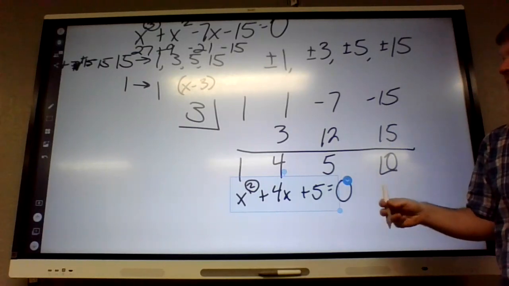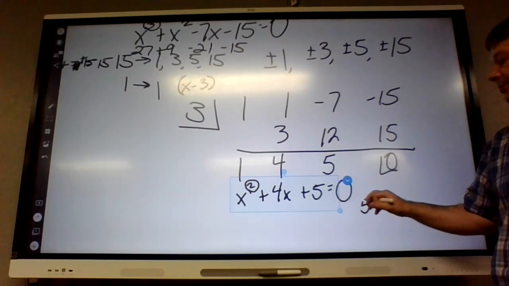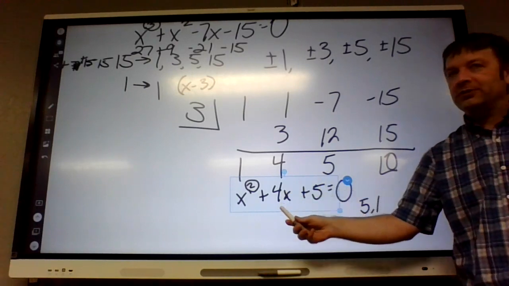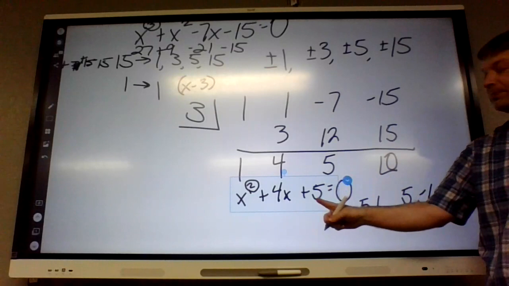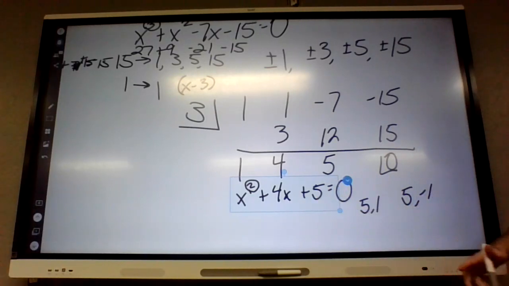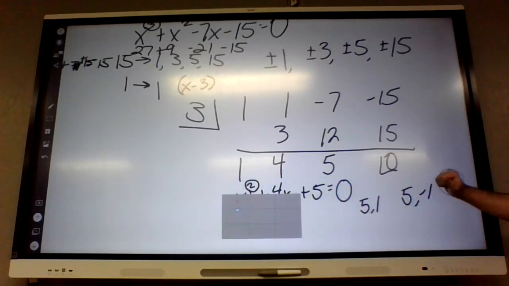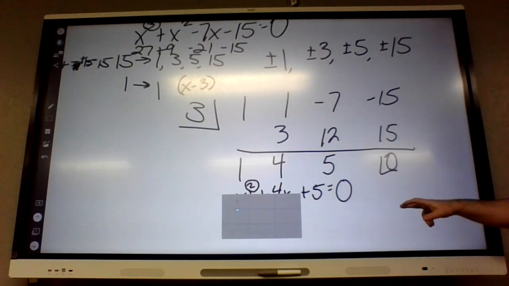Okay, it's kind of a trick question. Like 5 and 1 multiply into 5, do they add up to 4? 5 and negative 1 add up to 4, but do they multiply to positive 5? No. It's kind of a trick. It doesn't actually factor. So if it doesn't factor, what do we have to do?